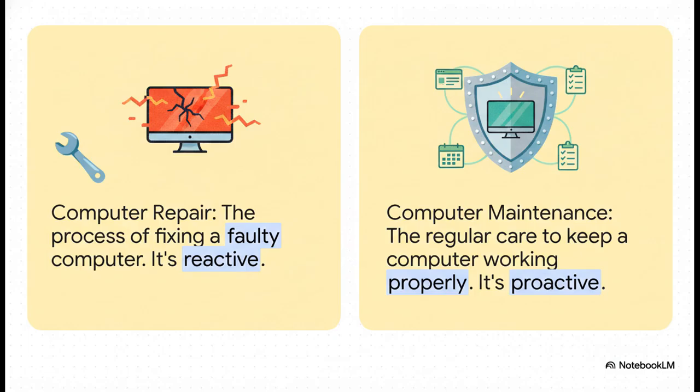On one side, you've got computer repair. This is reactive. It's what you do after something goes wrong. A part fails, you fix it. Simple. But on the other side, you have computer maintenance. And this is proactive. This is all the regular care, like running updates, cleaning out dust, that keeps your machine humming along and helps stop those big failures before they even start.